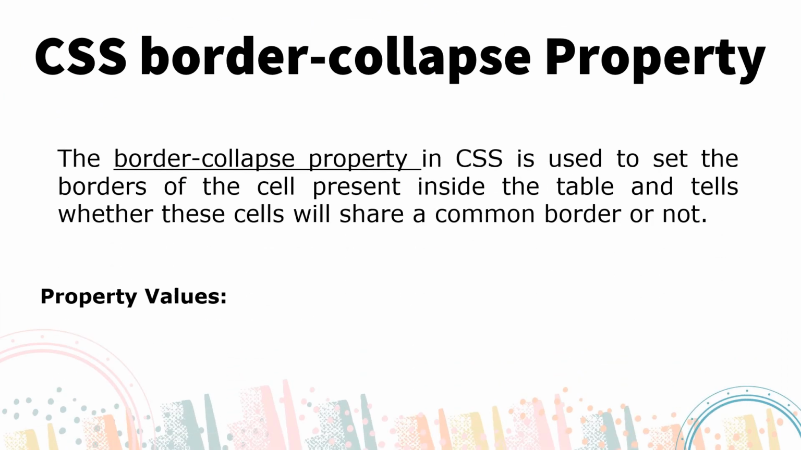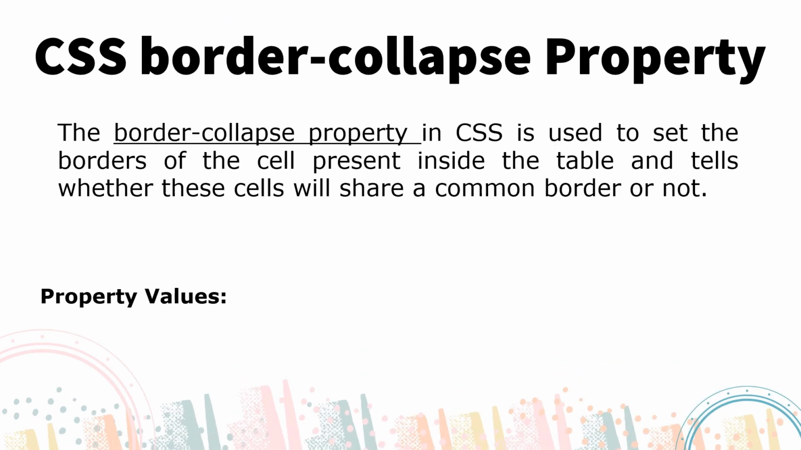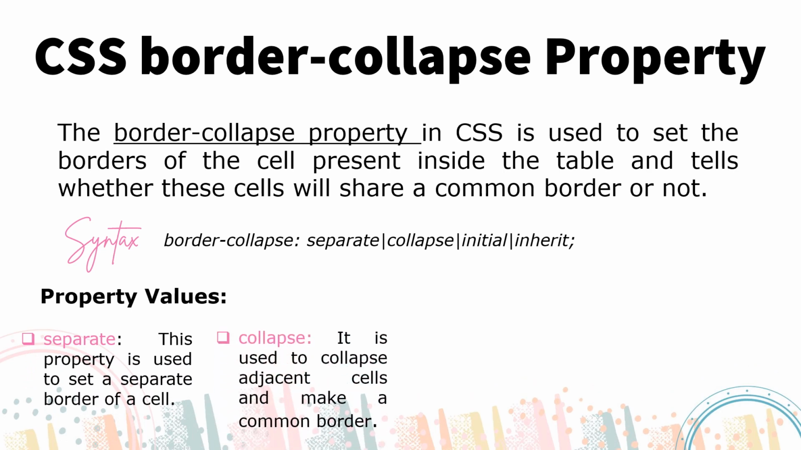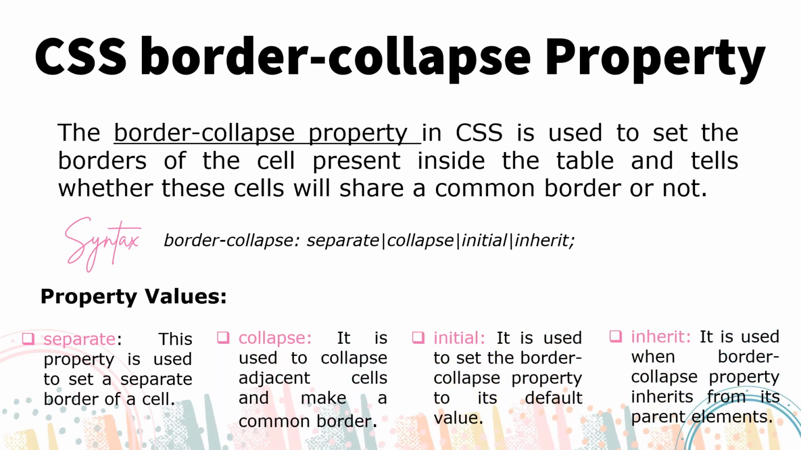Says border collapse property. So what's the function of border collapse? The border collapse property in CSS is used to set the borders of the cells present inside the table and tells whether these cells will share a common border or not. So here is the syntax, border dash collapse colon and the value. We have as well the property values such as separate, collapse, initial, and inherit. So when I say separate, this property is used to set separate borders of a cell.